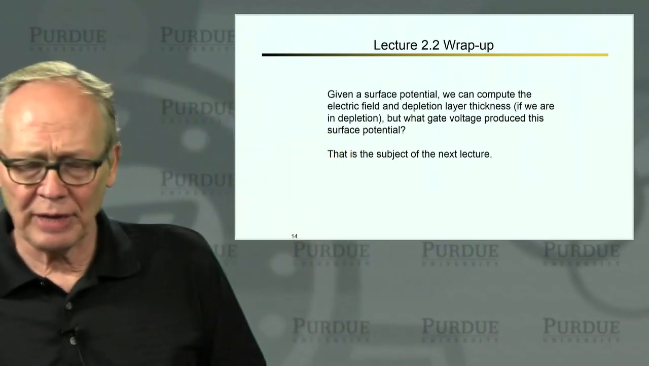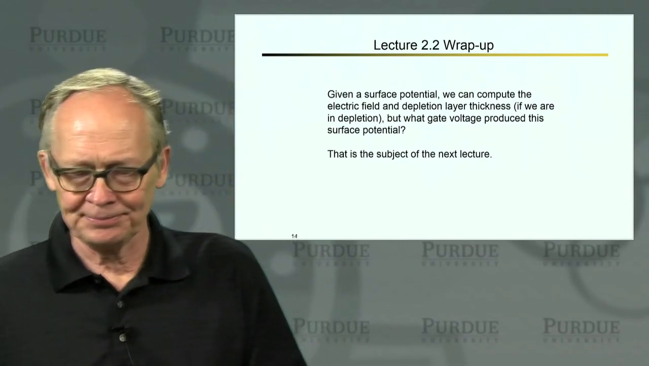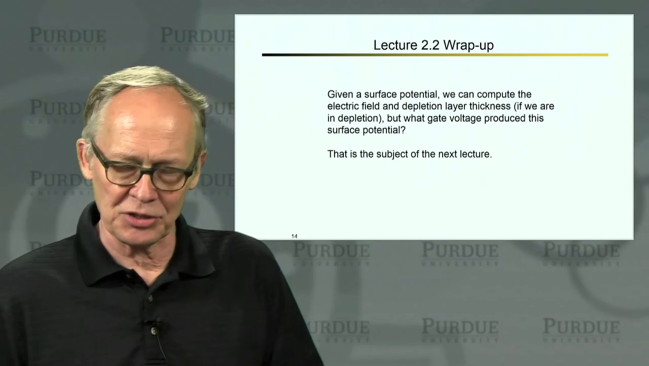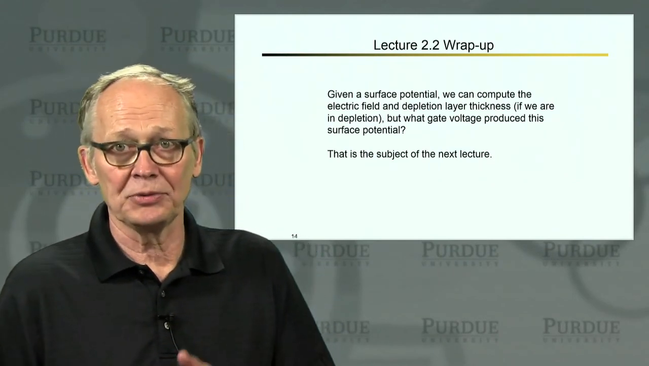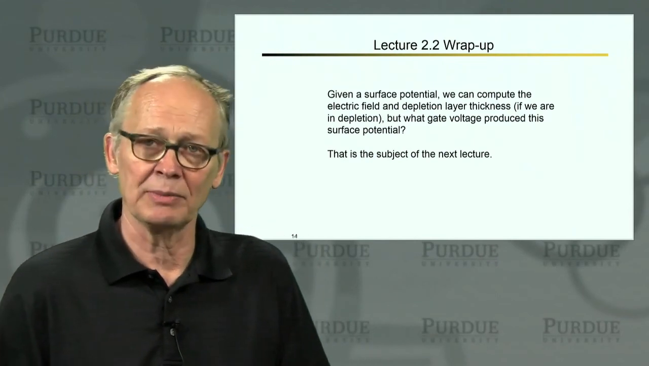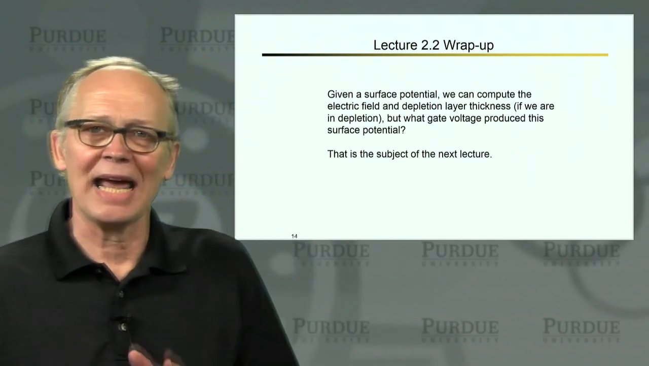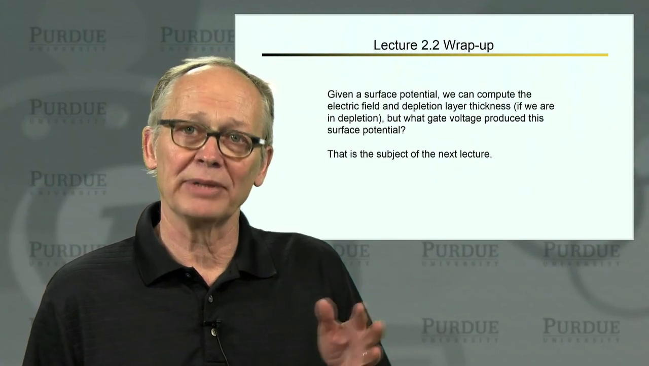All right, so just to wrap up, what we've shown is that if we're given a surface potential, and if we are in the depletion region, and we always should check to be sure that we are, then we can compute depletion layer depths and electric fields at the surface and quantities that we might be interested in. But the question is, where did this half a volt surface potential come from? It came from applying some gate voltage.